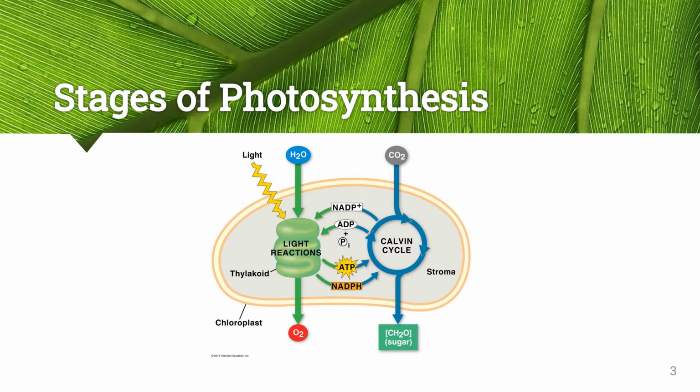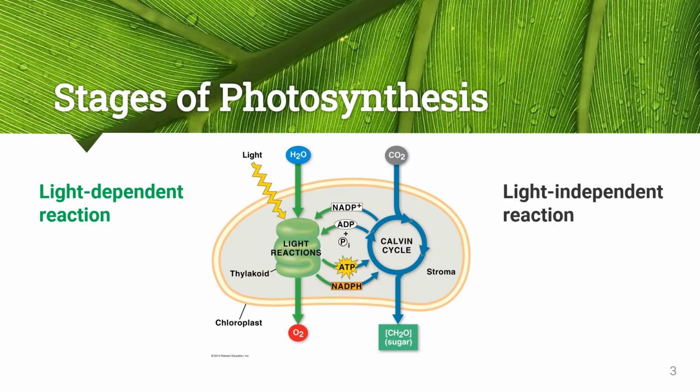There are two stages of photosynthesis. The first one is what we call the light-dependent reaction. From the word itself, it requires light. On the other hand, we also have the light-independent reaction, meaning it does not require sunlight. The light-dependent reaction happens in the thylakoid. On the other hand, the light-independent reaction, also known as the Calvin cycle, occurs in the stroma.